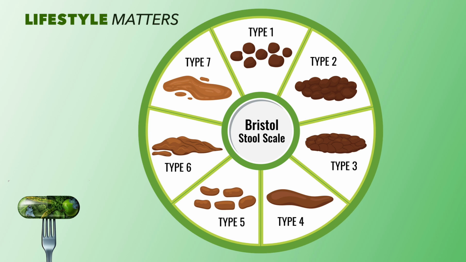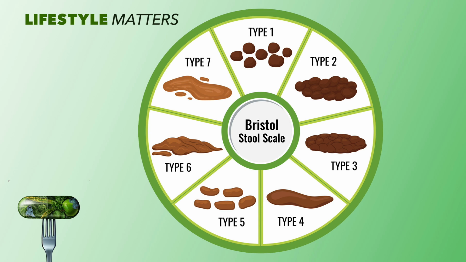Then type four will be what we call the ideal or the best one, the really beautiful banana shape. It's like a smooth sausage, no cracks on it. That's what we're looking for. We want to achieve that.